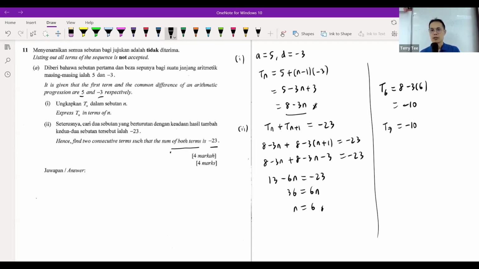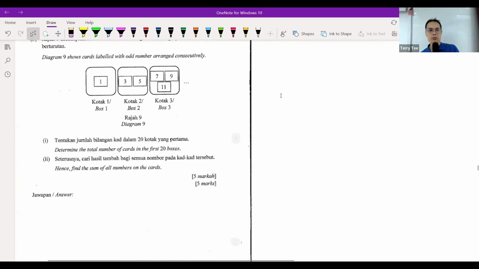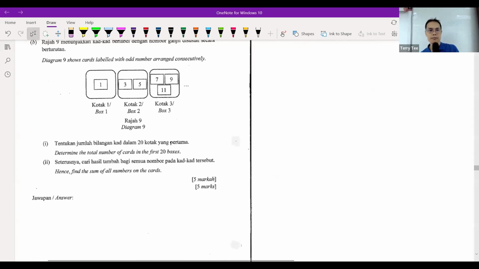You know the common difference is negative 3, so you add the minus 3, negative 13. So the two consecutive terms will be negative 10 and negative 13. You can just add together mentally, and you know that it's going to be negative 23. Okay, that's number 11A. Okay, moving on to part B.